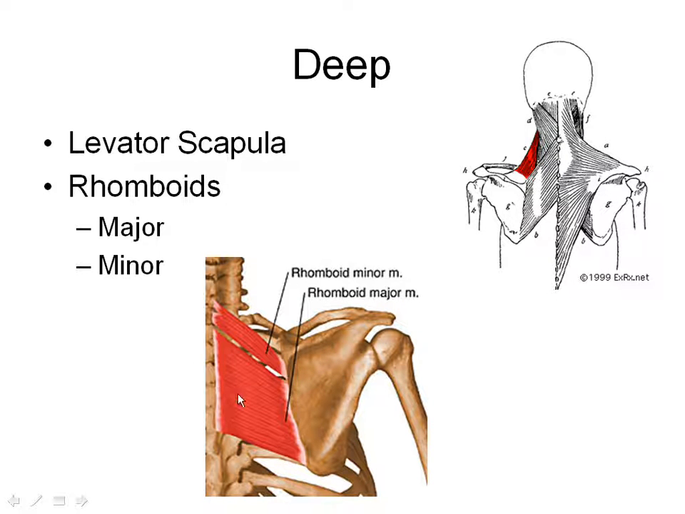And here's where we find our rhomboids. Rhomboid major is the larger, more inferior muscle. Sitting right above it is rhomboid minor. And again, over here would be the trunk of the body, inserting onto the scapula, which would be part of the upper limb.